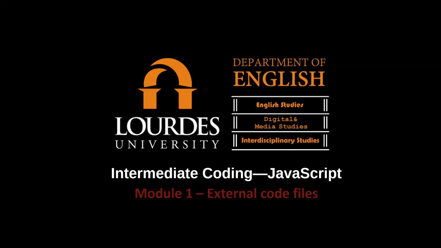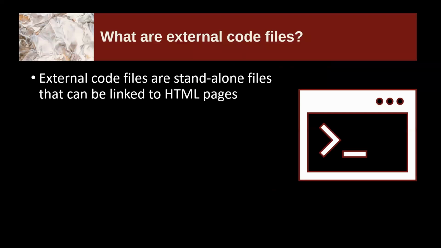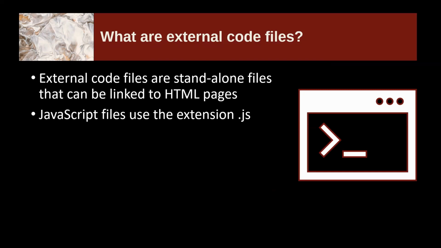In this video, we're going to talk about using external code files. So what are external code files? Well, those are just standalone files that can be linked to HTML pages. This is exactly like what we did with our CSS, where we would put that into a .css file and then link it to our HTML. And in the case of JavaScript, the external file, instead of using .css, uses the extension .js.